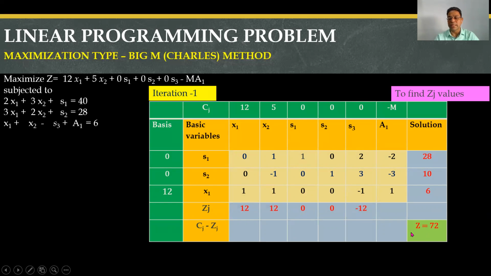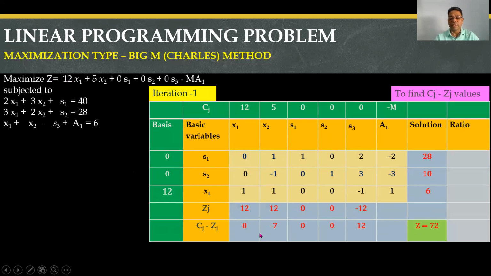How did we get the value of Z as 72? Z is equal to 12 into X1. Do we have the value of X1? Yes, the value of X1 is 6. So 12 into 6 is 72. So Z is equal to 72. The next step is to find the Cj minus Zj value. If you find the Cj minus Zj value, we get here that only this entry is positive.